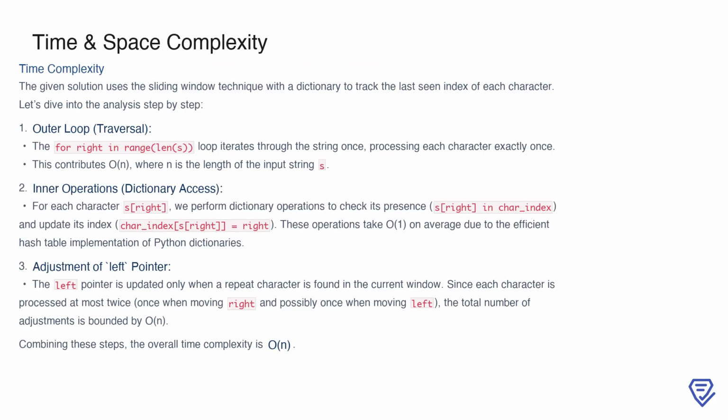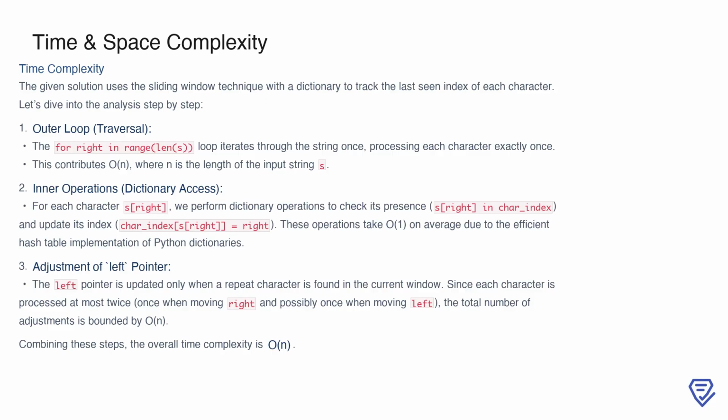The time complexity of this solution is derived from how the sliding window technique processes the string. First, we have the main traversal loop, which iterates through each character of the string exactly once. This contributes O(n), where n is the length of the input string. Next, the dictionary operations, such as checking if a character is in the dictionary and updating its index, are performed in constant time, O(1), due to Python's efficient hash table implementation.